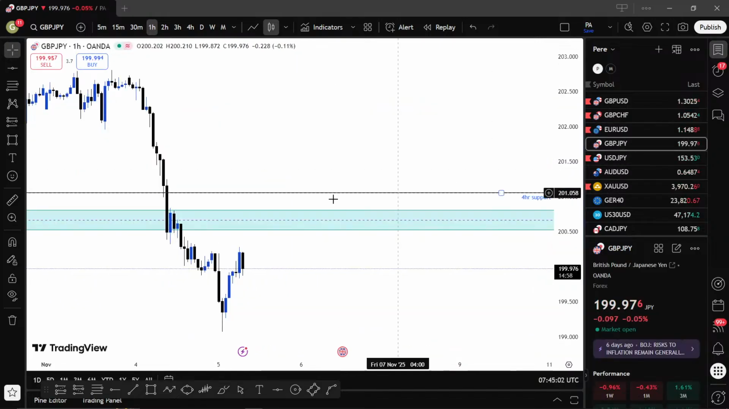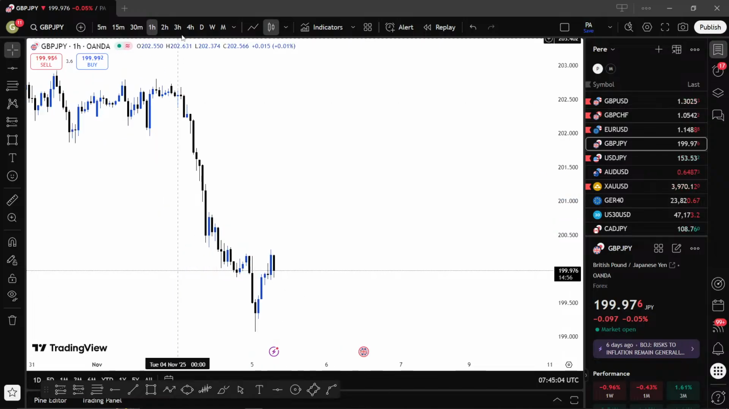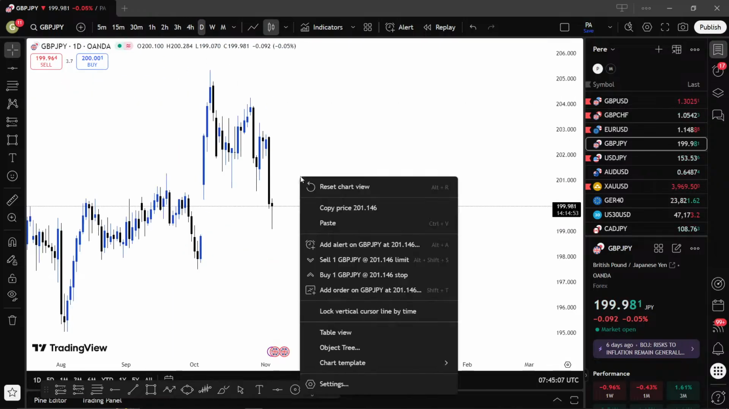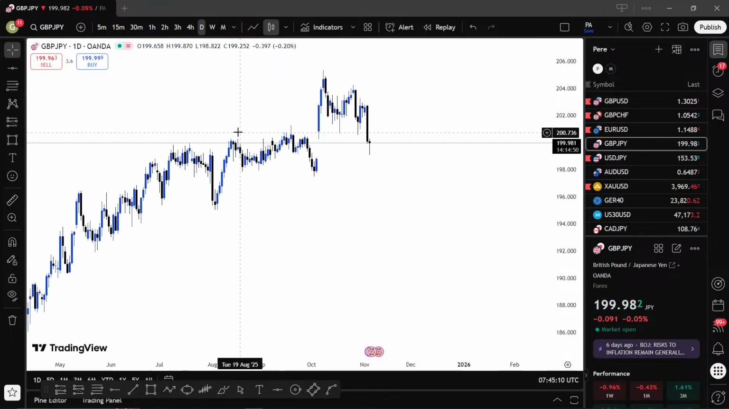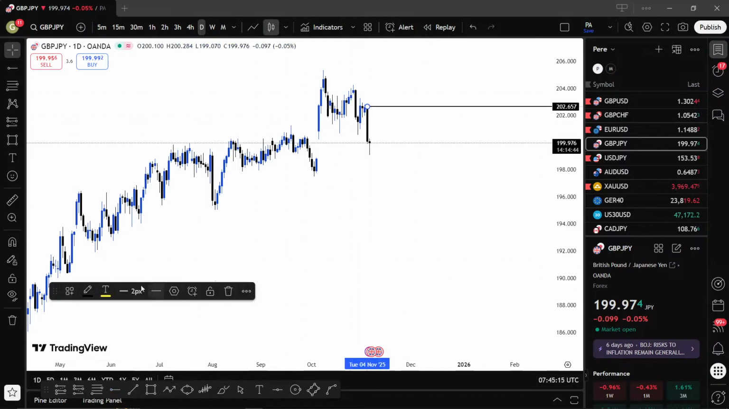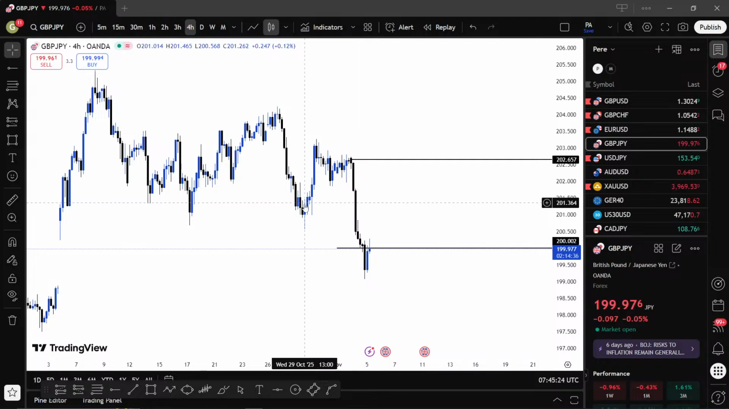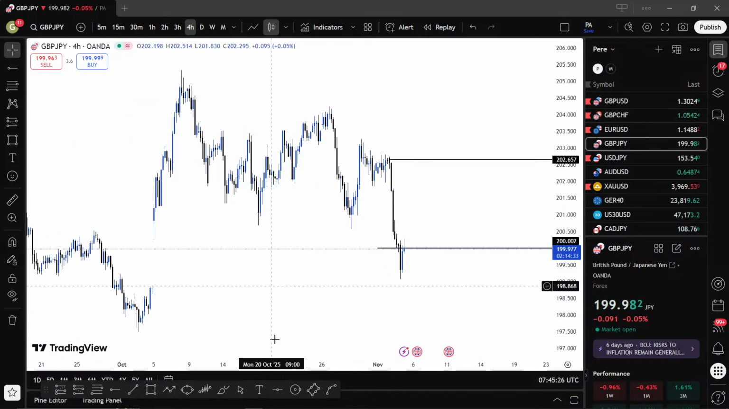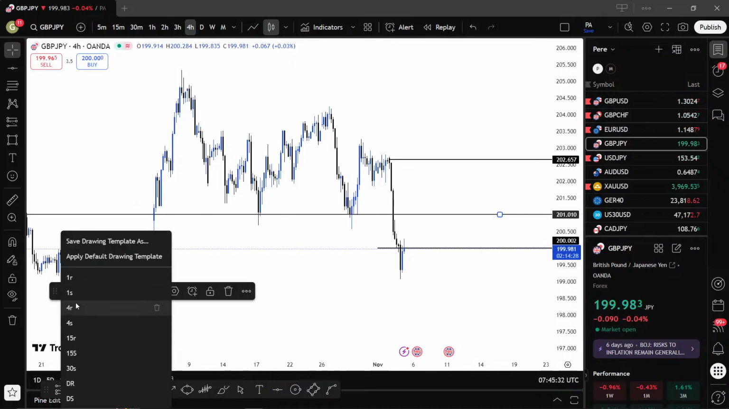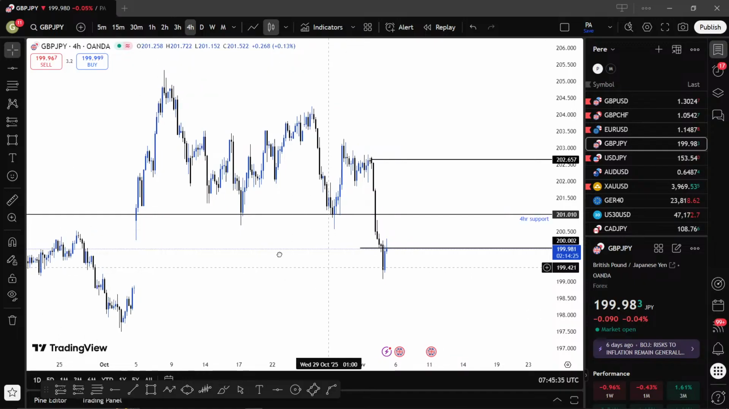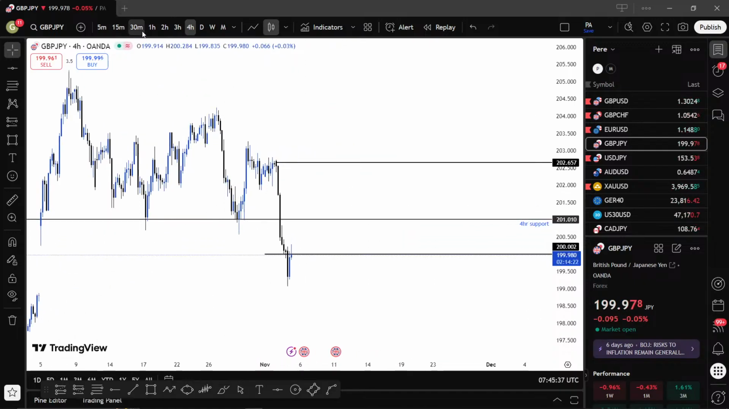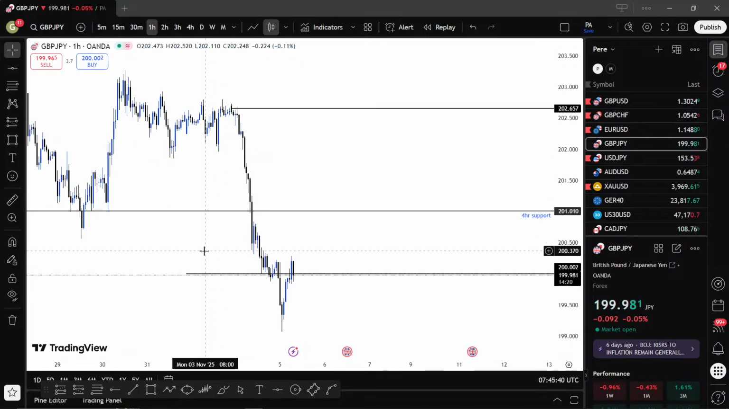Now let's move over to GBP JPY. Okay, daily high and low. Market broke this support here. 4-hour support was broken right here. Four-hour support got broken right there. Come down to the 1-hour time frame.